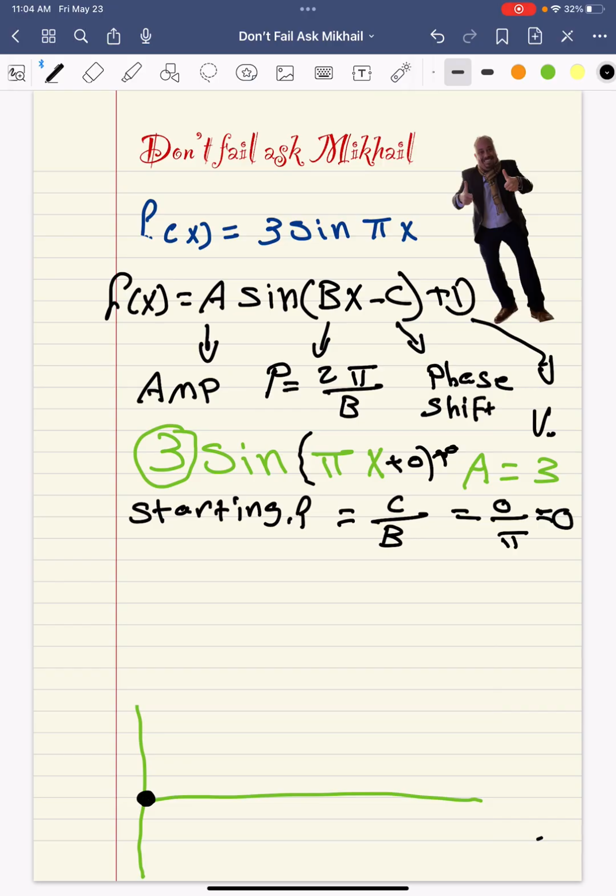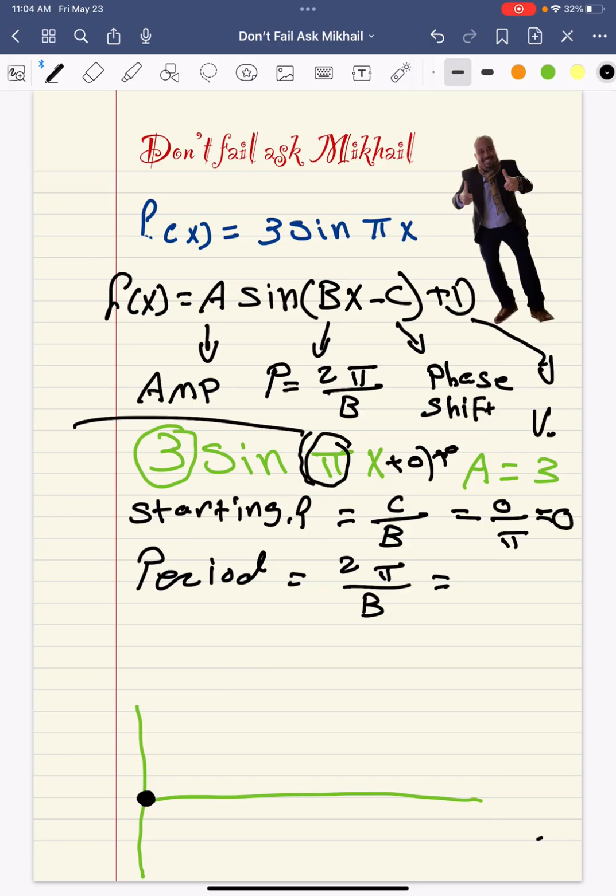Another thing that I have to find is the period. The period equals 2 pi over b. In this example, this is b, and this is the a. So b equal to pi. So 2 pi over pi, which is equal to 2. That means I'm starting at 0, I end at 2. All right.